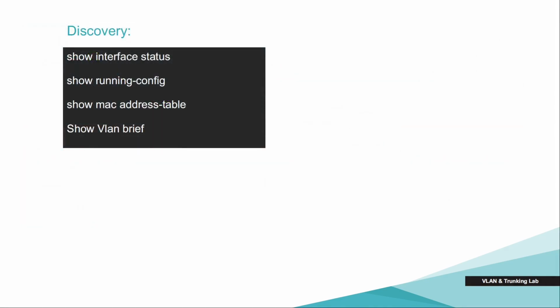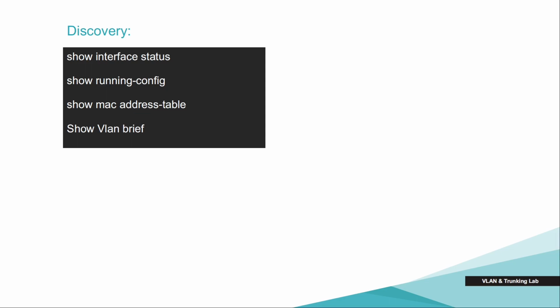Before starting with the VLAN and the Trunking Lab, let's imagine that this is a real lab and we need to configure our devices. Before configuring our devices, we need to discover what is the configuration on that device and what's connected to that device. The first show command that we can do is show interface status. This command will show us the interfaces that are connected and the interfaces that are not connected.